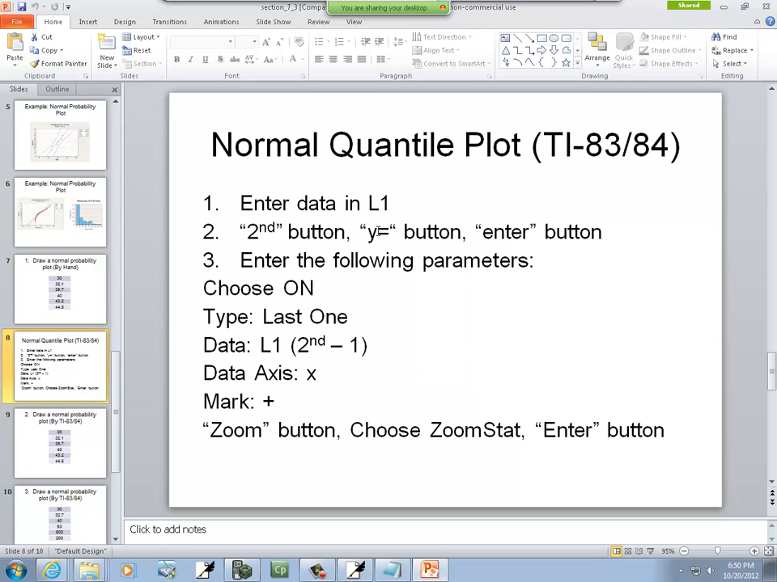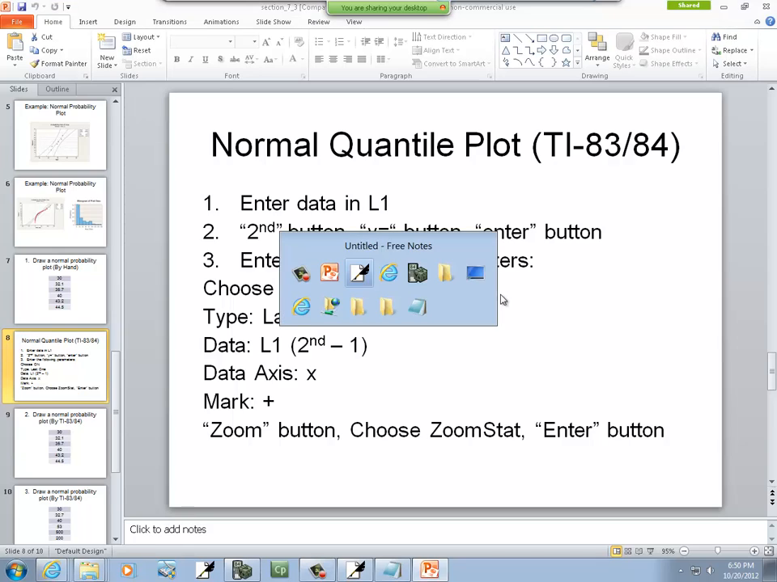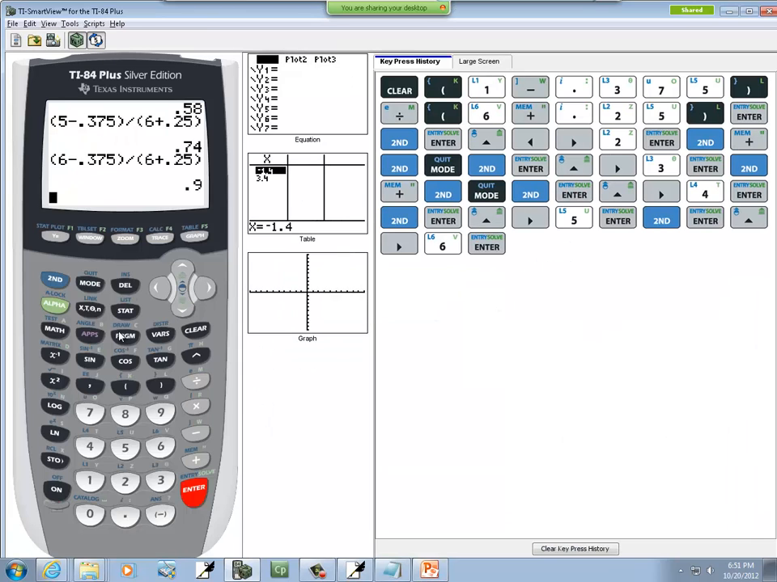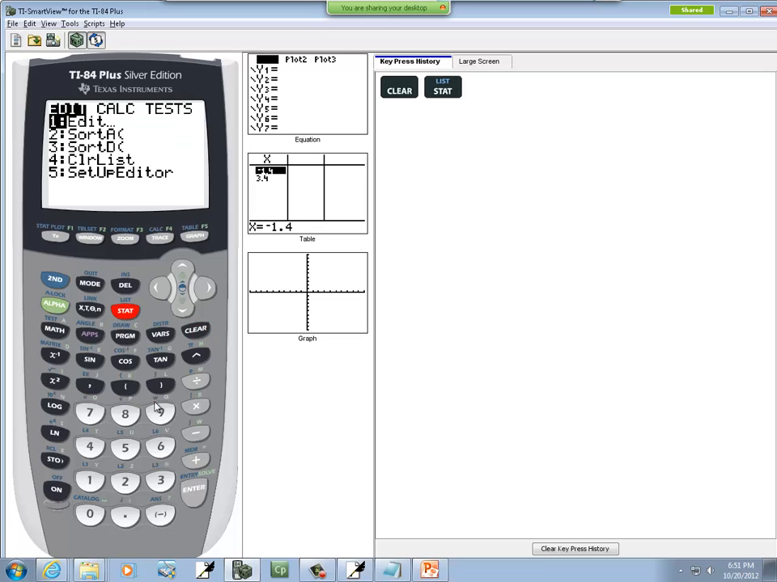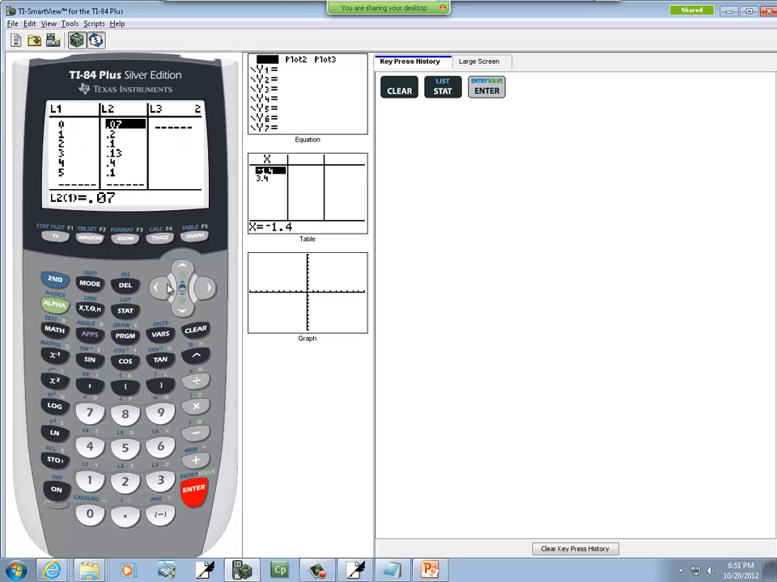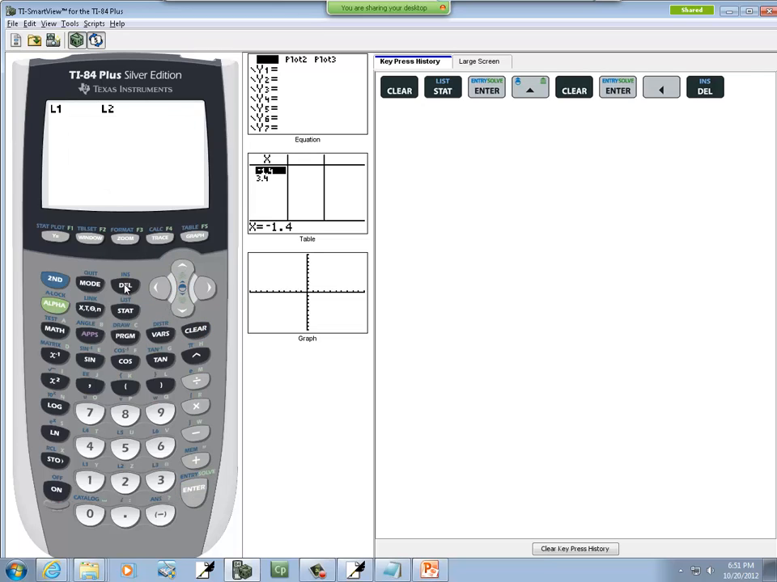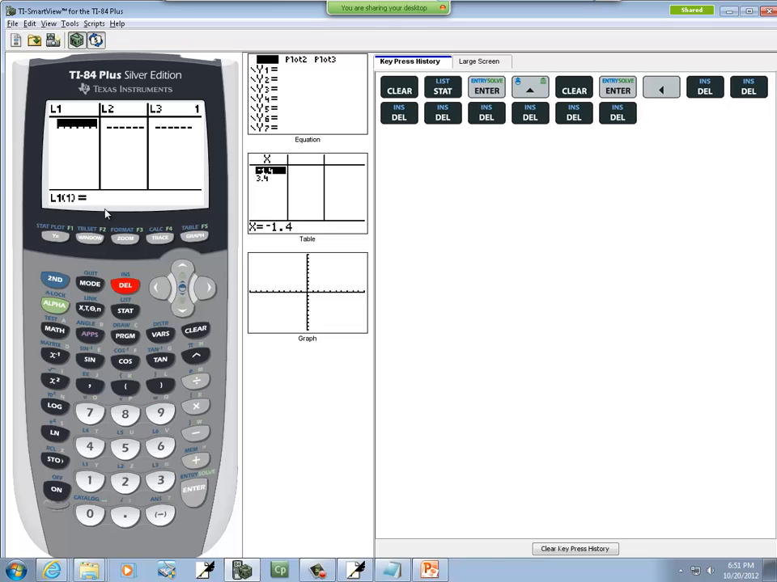This is how to draw it on the calculator. So enter data in L1. So let's just do that first. I'm going to press stat, edit, up arrow, clear, enter, or you can just press delete over and over on numbers. Don't press delete on L1 or L2, you'll delete the list and you have to add it back in.